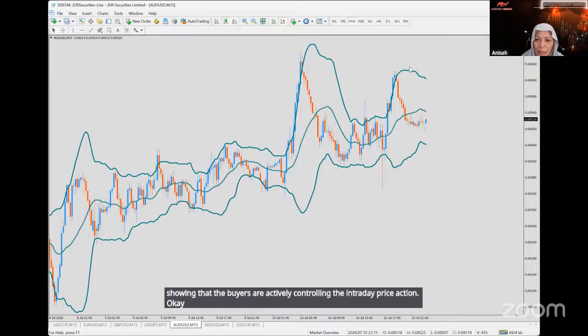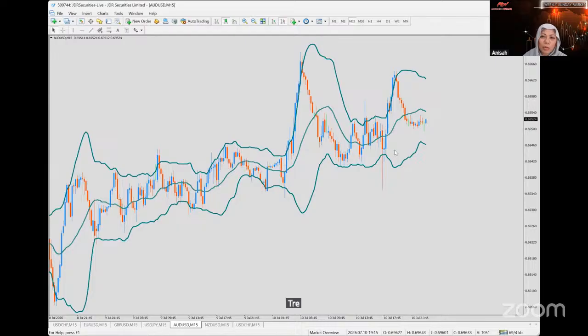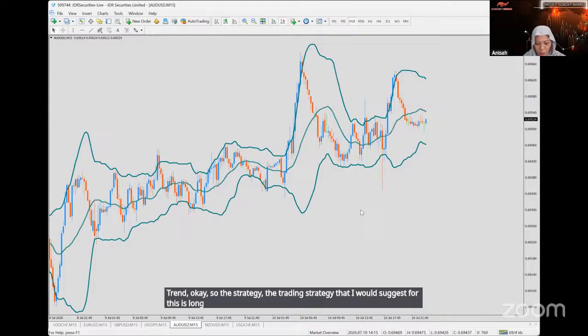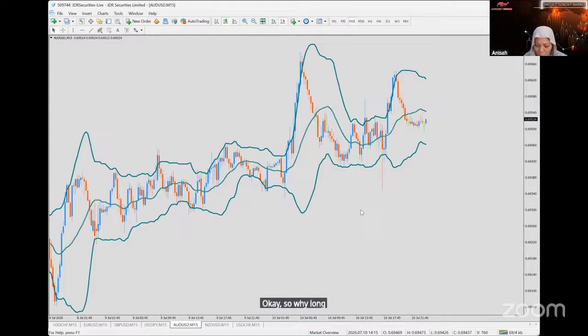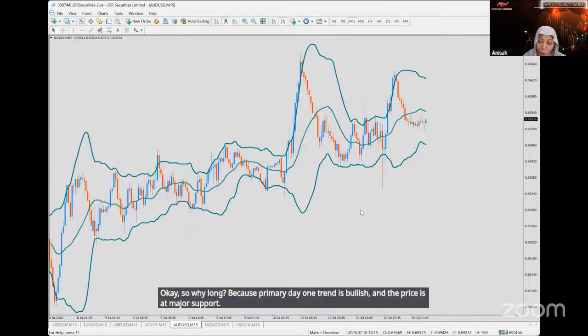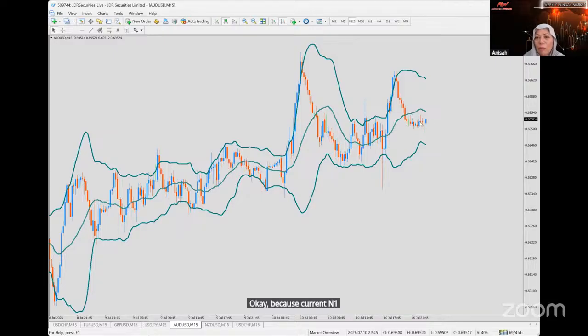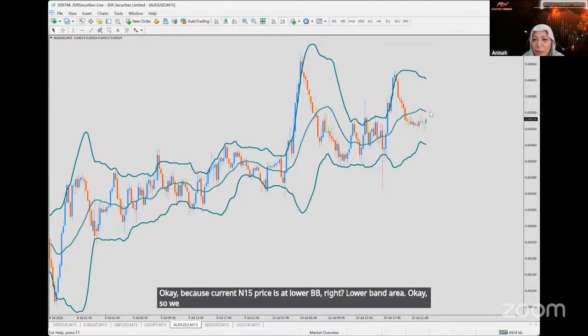Okay, so in this case, because overall the trend, the structure, is an uptrend, the trading strategy that I would suggest for this is long. Why long? Because primary D1 trend is bullish and the price is at major support. Now what we do is wait for M15 to confirm the turn. Current M15 price is at the lower band area. So we want it to close above the mid BB for this bullish trend to continue.